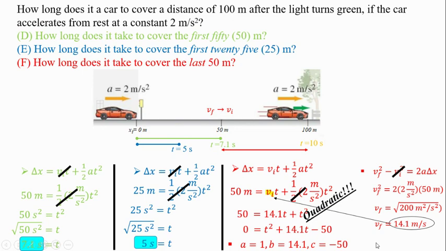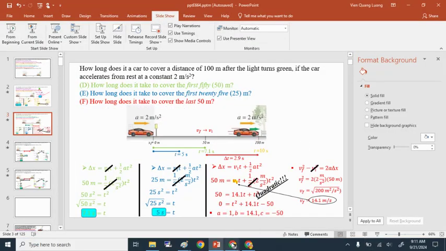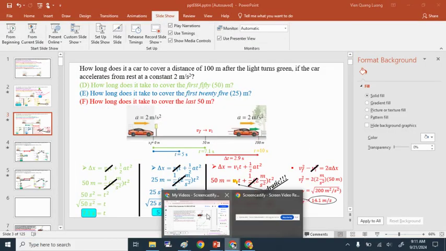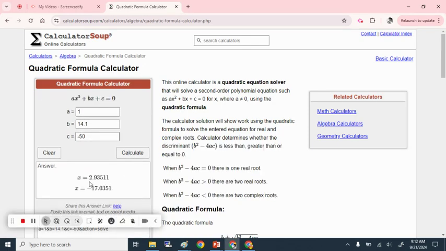Okay, so now to solve for this using this method, I need to use a quadratic solver. So I'm just going to go ahead and use a quadratic solver here. I have it loaded. So here, my coefficient for A is 1. My coefficient for B is 1.41. Oh, no, excuse me, 14.1. And then my C is negative 50. And if I hit calculate, I get an answer of 2.935 seconds.